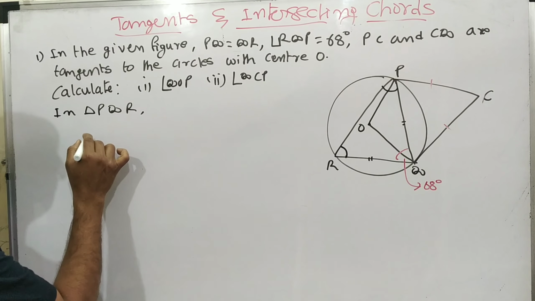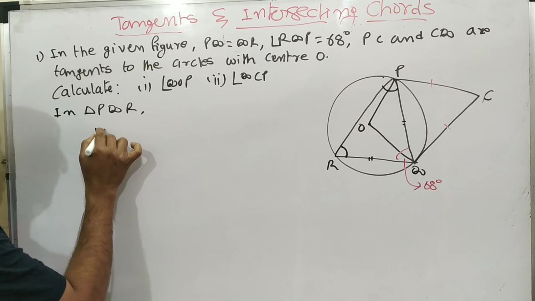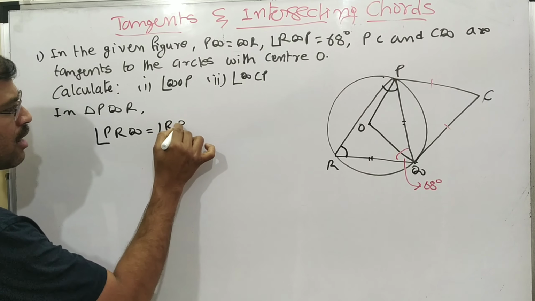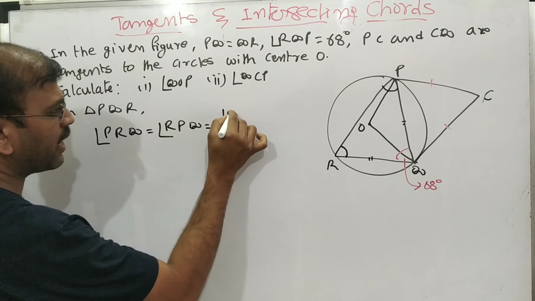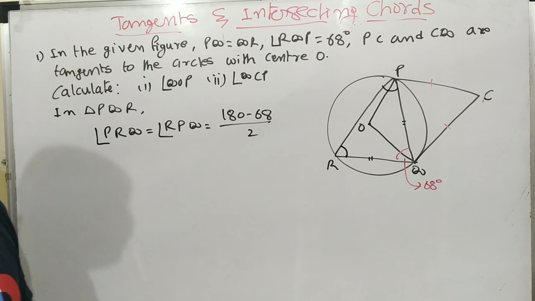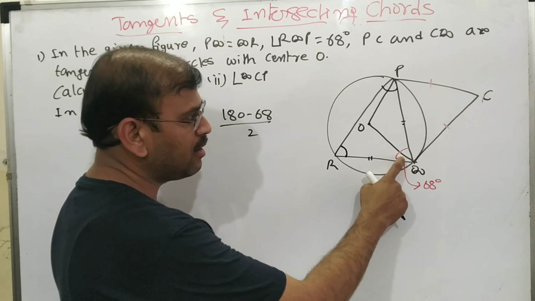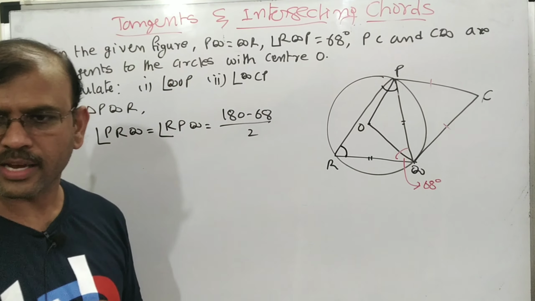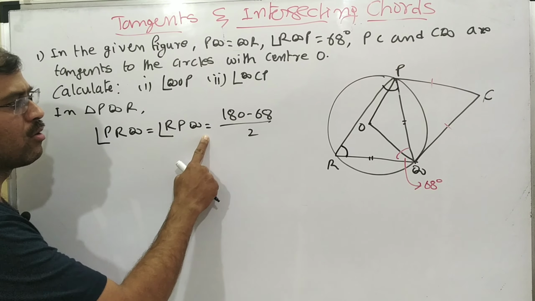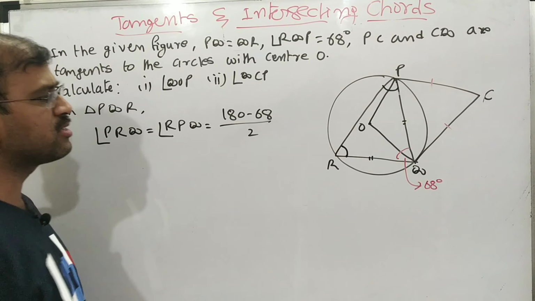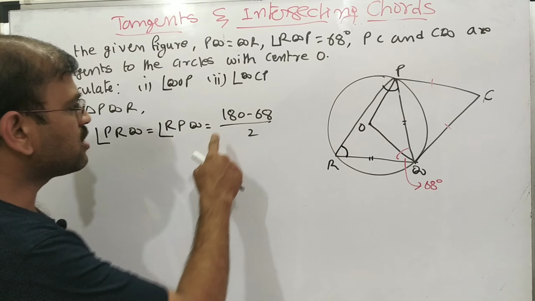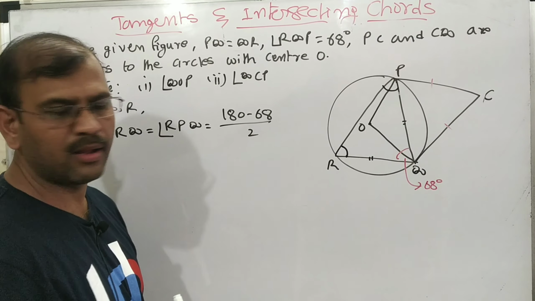For finding this, now what I am going to write, angle PRQ equal to angle RPQ equal to (180 minus 68) divided by 2. So this is the vertical angle. These two are the base angles. Base angles are equal. So that is why I am writing PRQ equal to RPQ equal to, from 180 if I remove the 68, then I am going to get the value for this. So this is how much you will get, the 112.